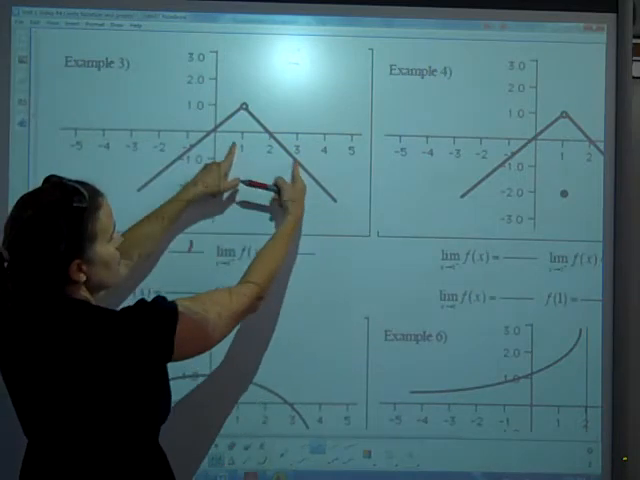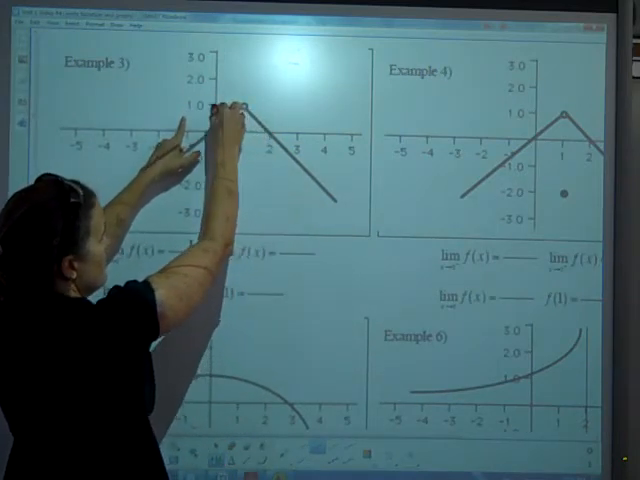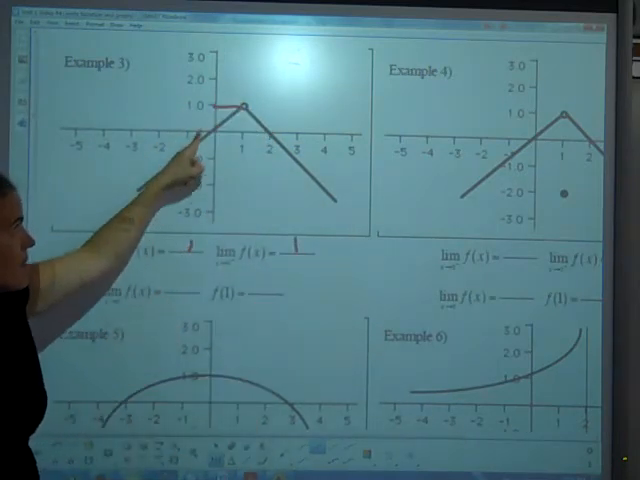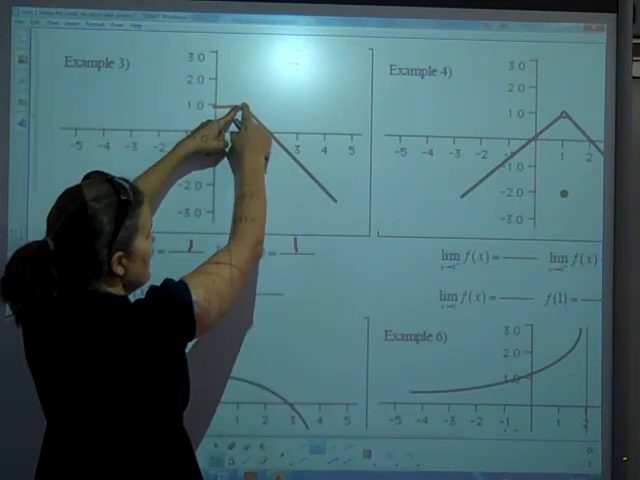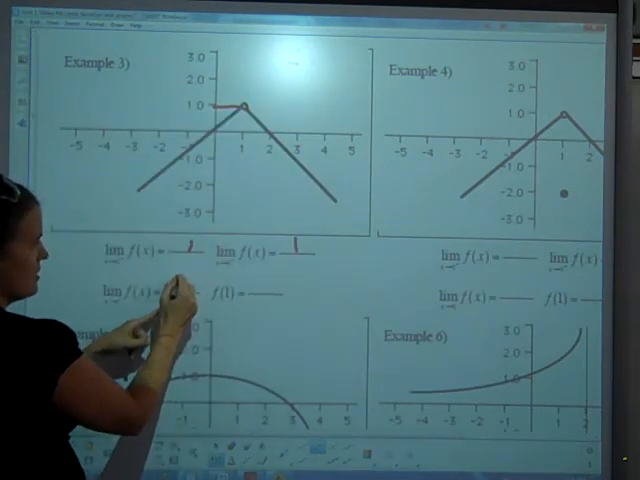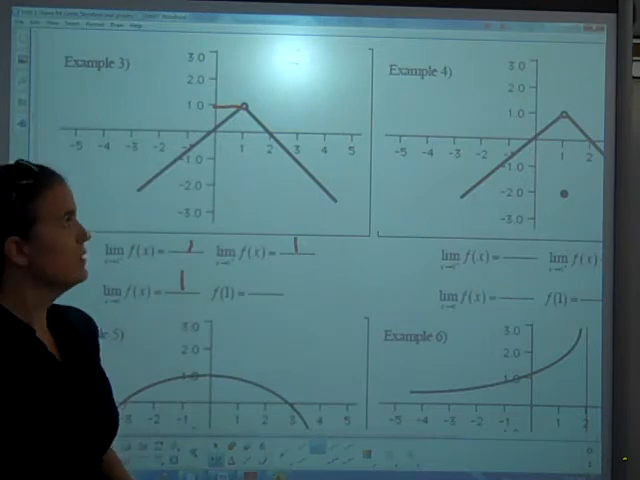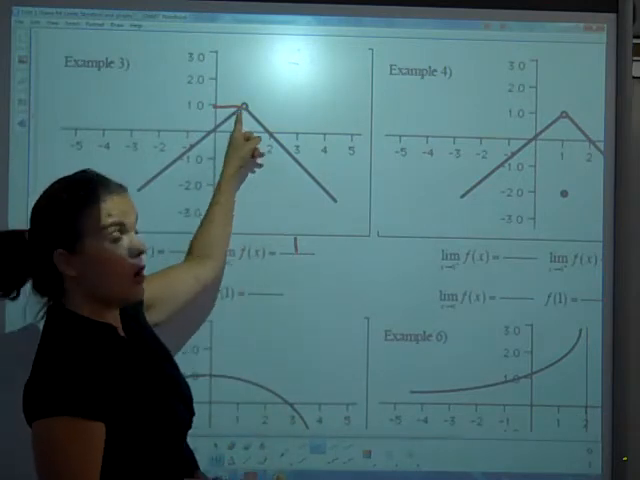1 from the right, getting closer and closer to 1. So, because the limit from the left equals the limit from the right, then there will be a limit at 1. It will actually equal 1. Okay? So notice that we have an open circle here.